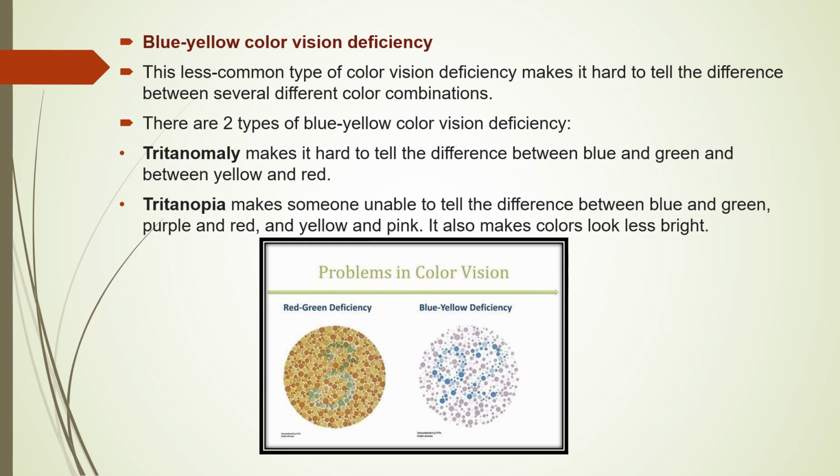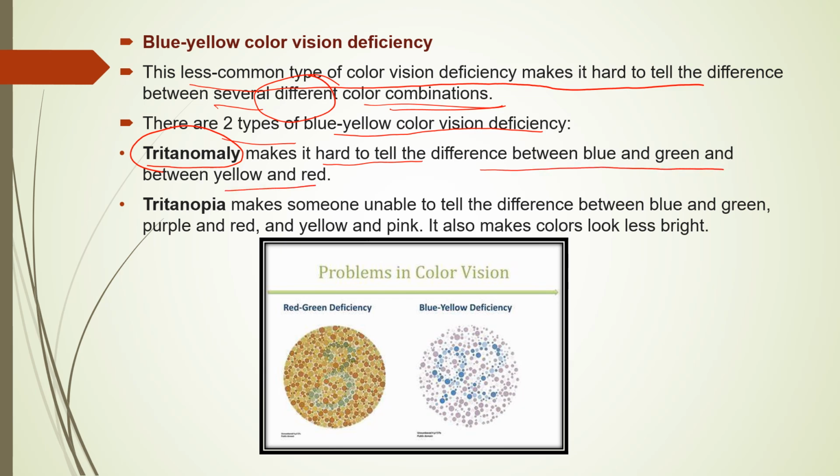Now, the blue-yellow color vision deficiency, which I told is a rare disorder, but we should study this, right? Though a rare disorder, what is happening here? This less common type of color vision deficiency makes it hard to tell the difference between several different color combinations. So, these two types are blue and yellow color vision deficiency, tritanomaly. It makes it hard to tell the difference between blue and green and between yellow and red. Is it clear? Now, tritanopia makes someone unable to tell the difference between blue and green.